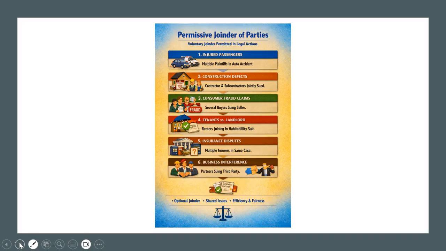Tenants versus landlord, renters are joining in a habitability lawsuit where five people live in a section of an apartment complex, and none of them are getting air conditioning, and it's hotter than we can tolerate. Or maybe there are other reasons for habitability. Insurance disputes, we might have multiple insurers in the same case. We don't have to list them all. We don't have to name them all as defendants, but it might be necessary. And business interference, partners suing a third party for interfering with their business.